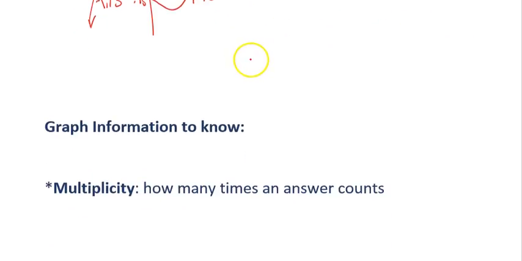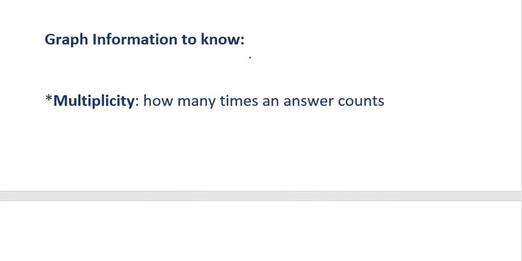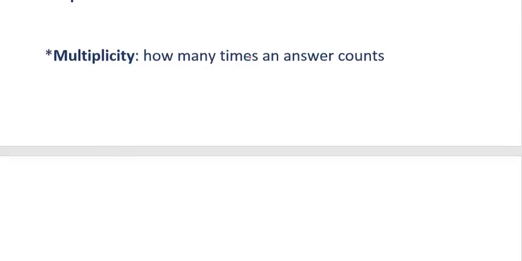Okay, the graph information you should know. There's this thing called multiplicity, and that is how many times an answer counts. Just like in that example 6, we got that 0 twice, and that 0 counts twice. What does that mean? Well, if a graph has a 0, and that graph just goes straight through, that counts once. That would be a multiplicity of 1, and we don't normally write multiplicity 1 on things.